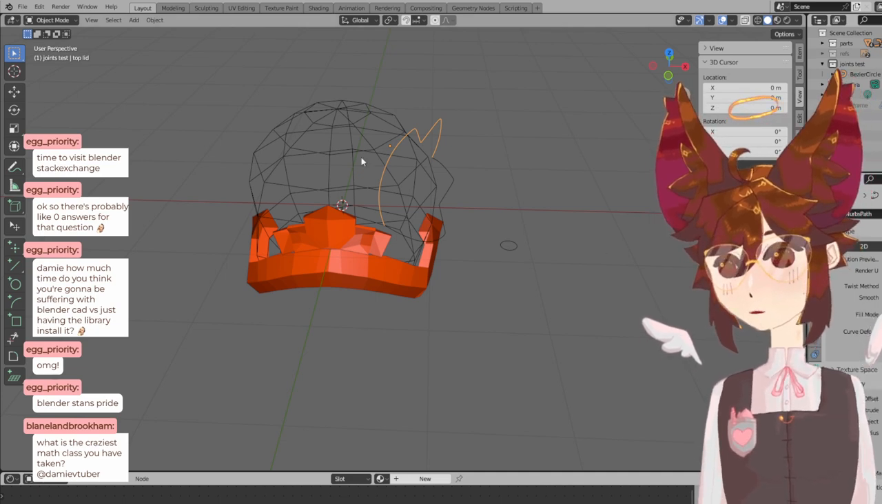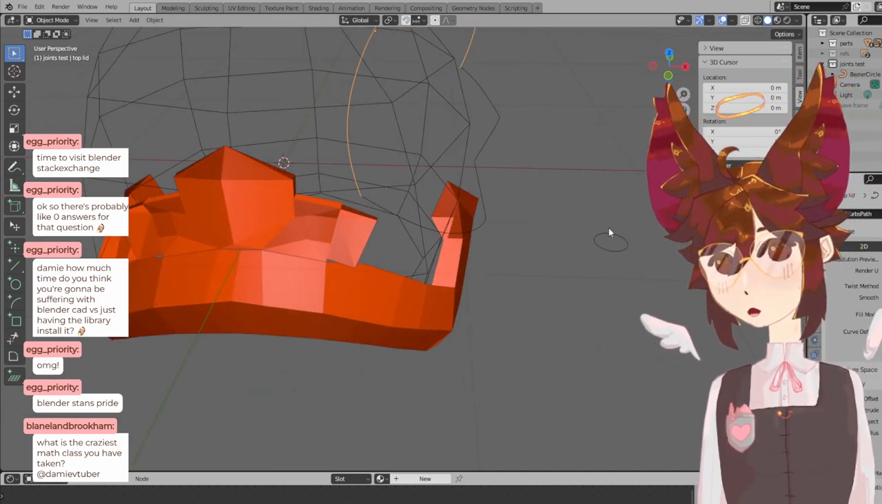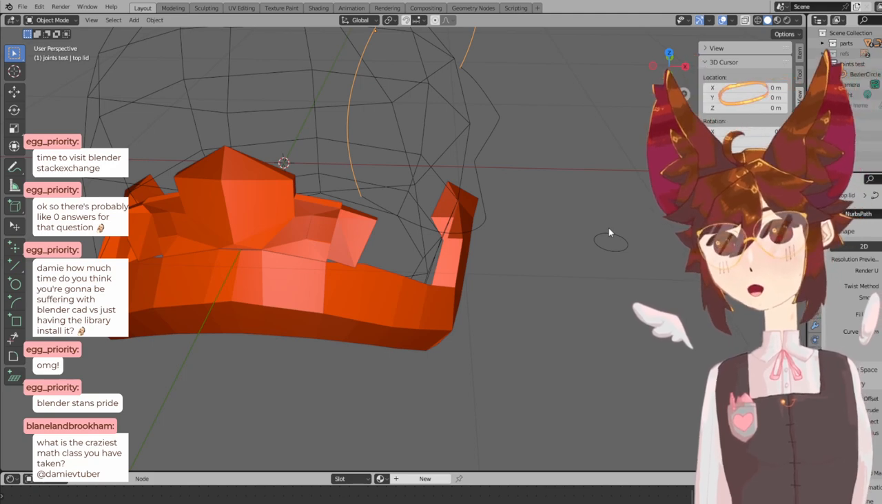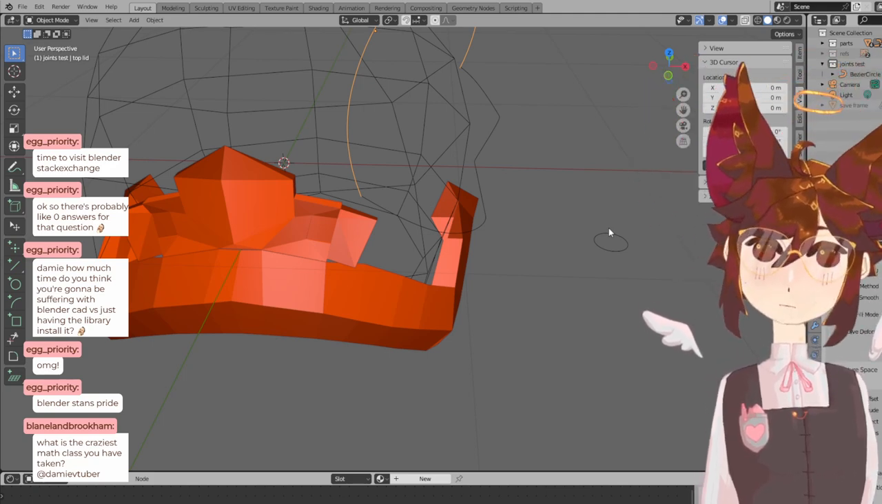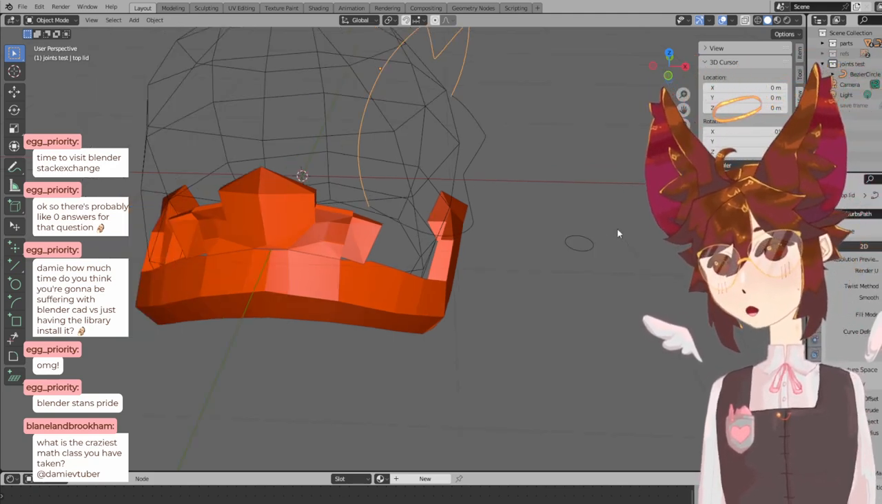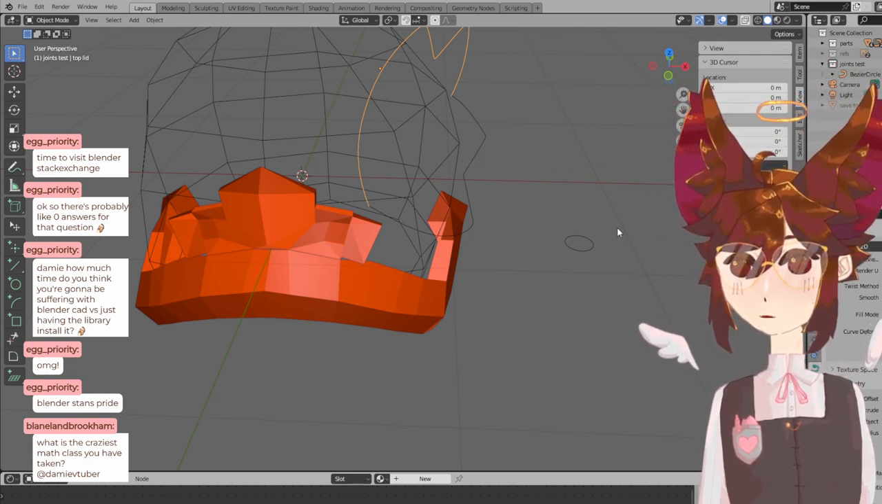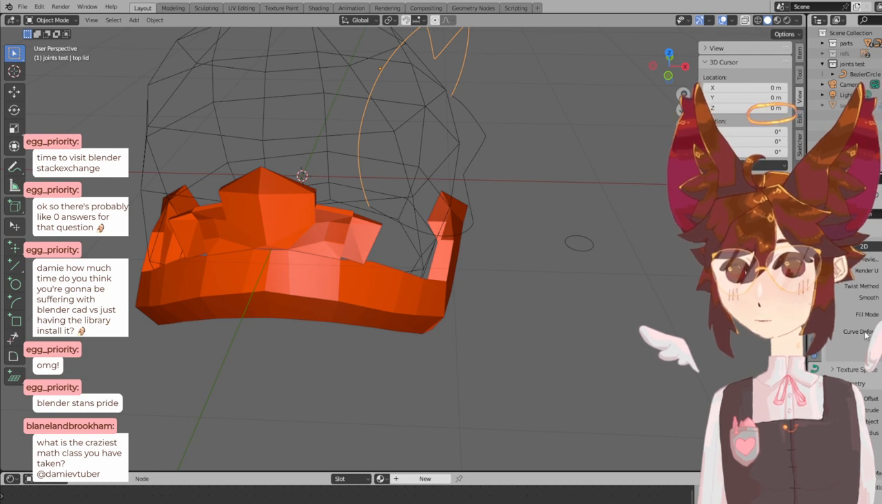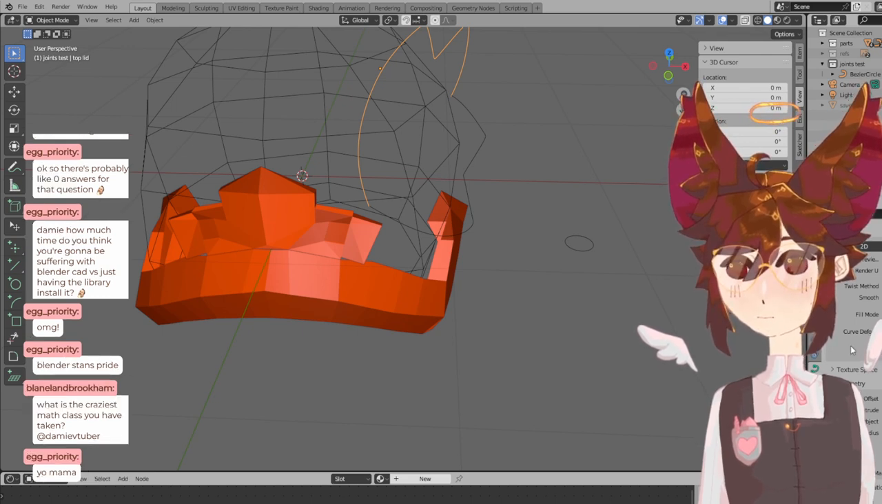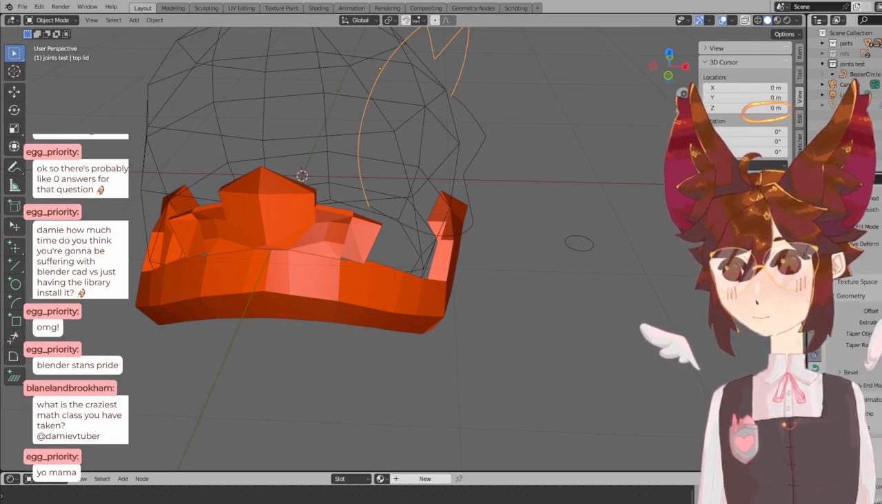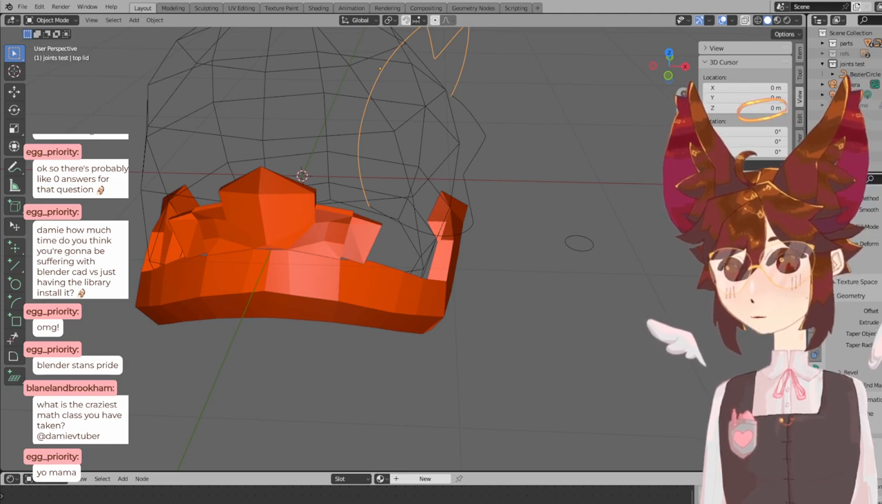What's the craziest math class I've taken? I mean, the highest level math class I've taken is linear algebra. But the craziest one, I really feel like Calc 3 is pretty hard, especially depending on if you have a good teacher or not.